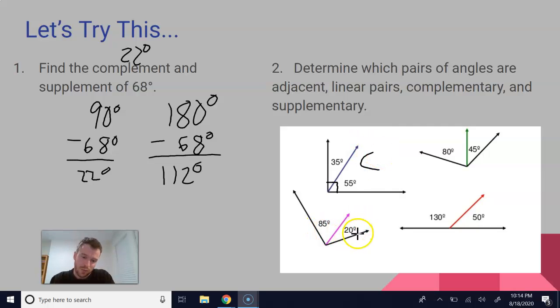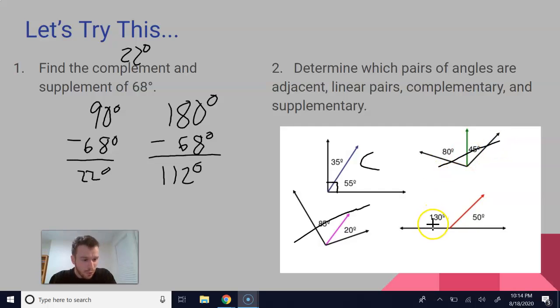85 degrees and 20 degrees, they're not complementary because they don't add up to 90 degrees, and they're not supplementary because they don't add up to 180. They're also not a linear pair because they don't form a straight line. I throw that out. This one, the same thing is true. This is adjacent, but it's not complementary or supplementary.